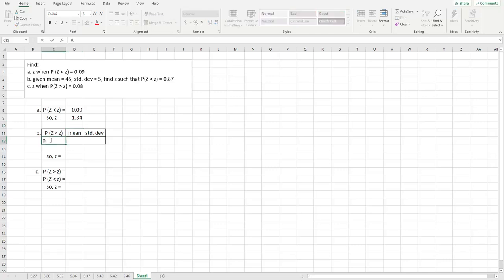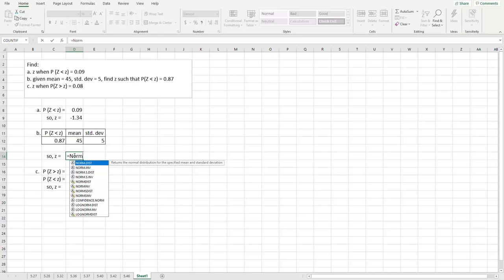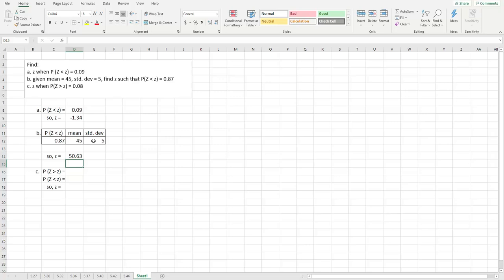So our probability is 0.87, our mean is 45, and our standard deviation is 5. So now the random variable for our problem would be NORM.INV, probability, mean, and standard deviation, which gives us 50.63. Now our last question, we are looking for z when the at least probability of a random variable is 0.08.